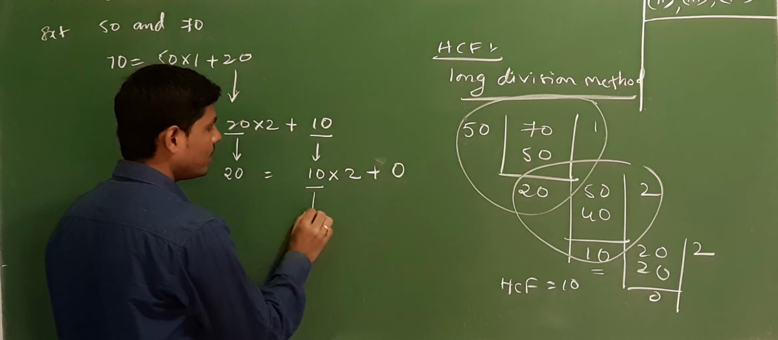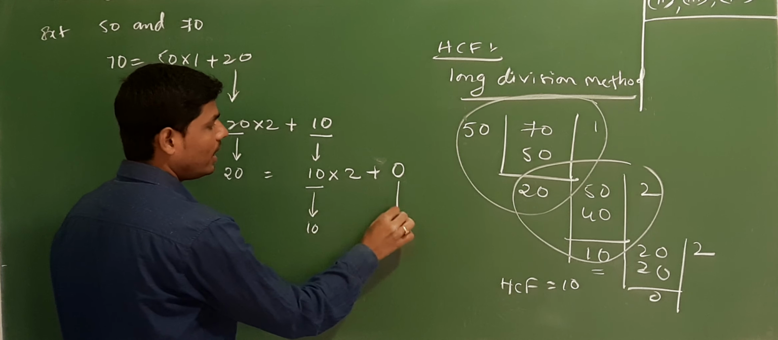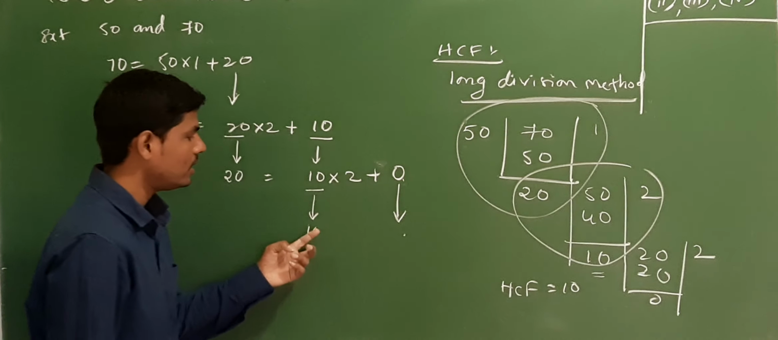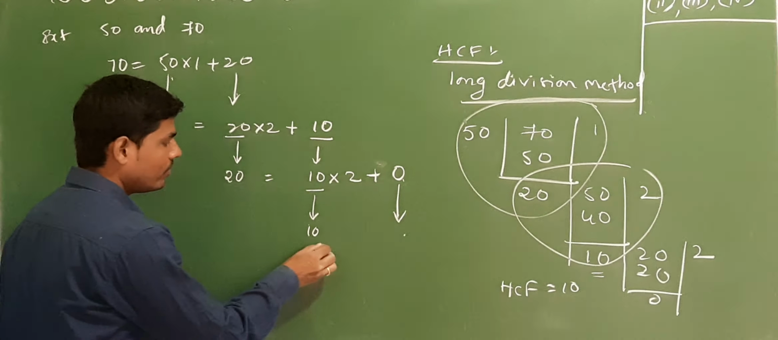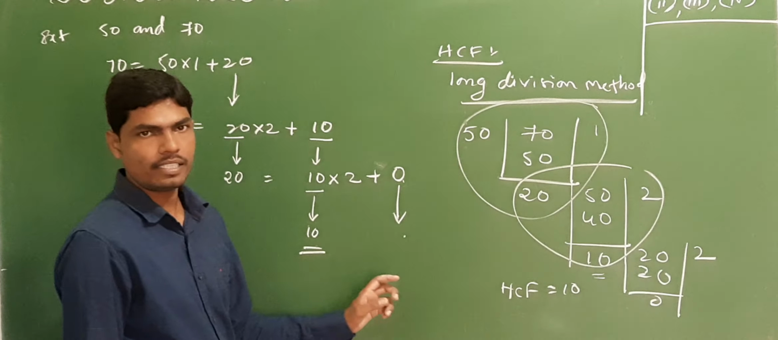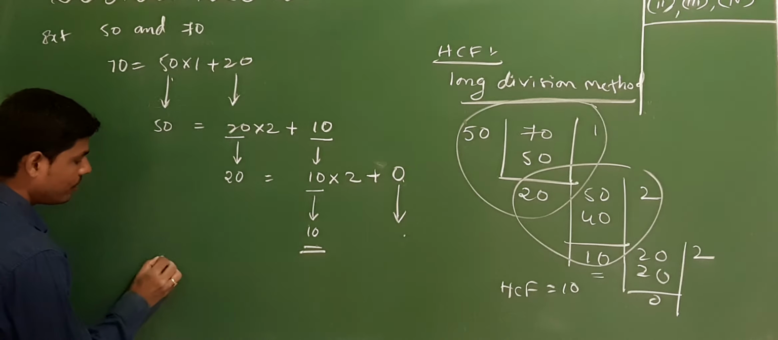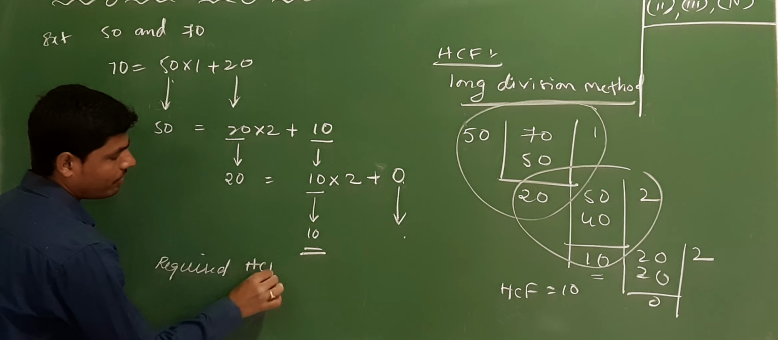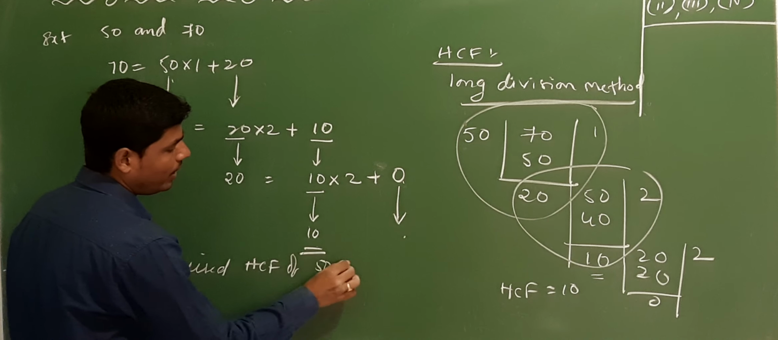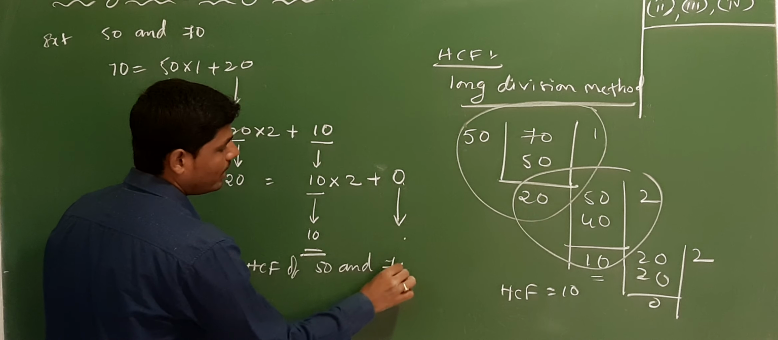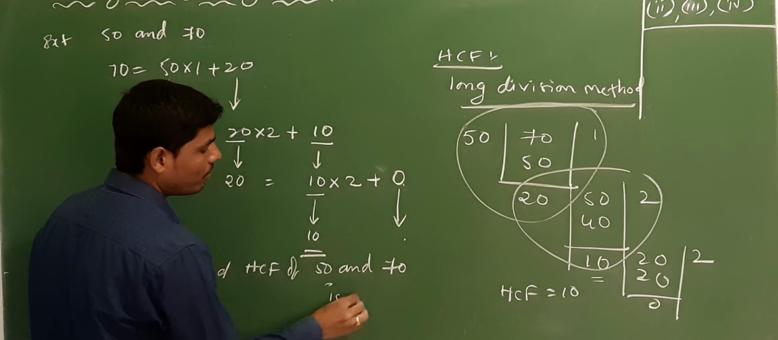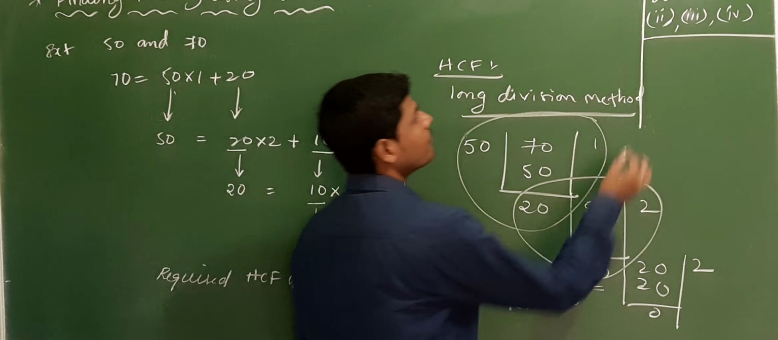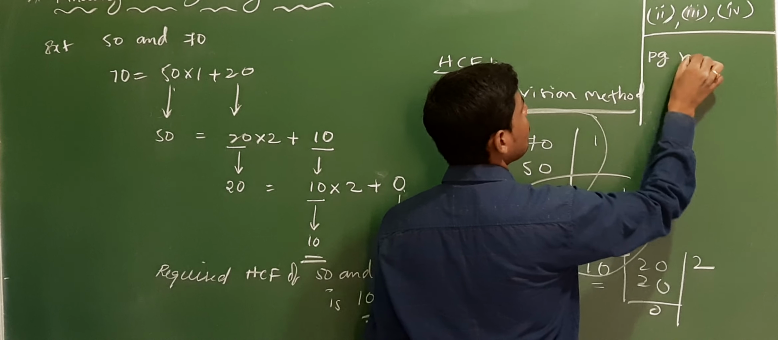Now drop this one here, 10. Nothing is left here for dropping. Why? Because we got 0 here. So how much did we get now? 10. This 10 is the required HCF. So the required HCF of 50 and 70 is how much we got? 10.